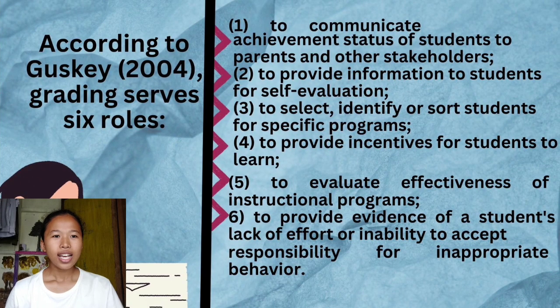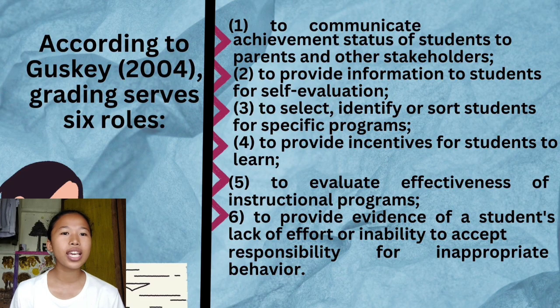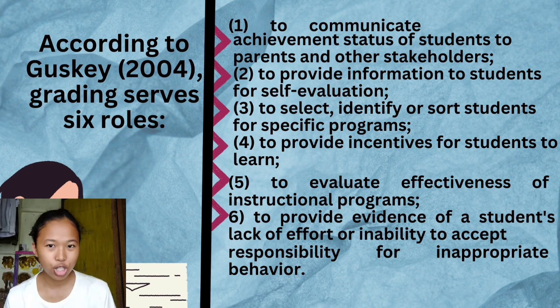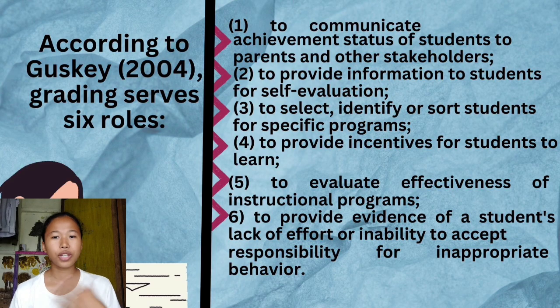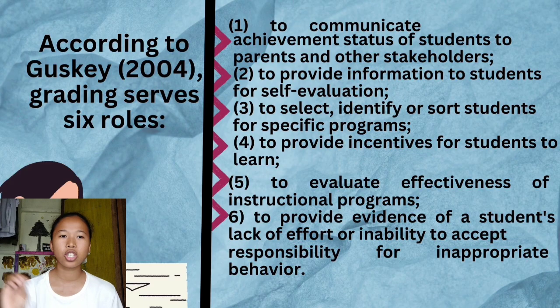We have here the six roles of grading according to Gosky 2004, and first in line is communication. The first is to communicate the achievement status of students to parents and other stakeholders. So grading serves as communication between the teacher and the parents and other persons involved, the stakeholders, about the achievement of a child, about their grades. In a PTA meeting, they will be discussing the grading system.